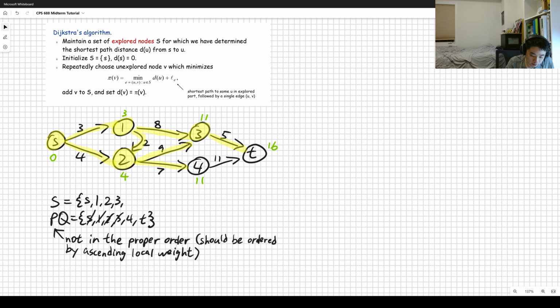What's next in the priority queue? Now that we have dealt with all the edges from 3, we have 4. So let's take out 4. From number 4, 11 to T has a total cost of 11 plus 11, which is 22, but that's bigger than 16. So what do we do? Absolutely nothing. And that's the only connection it has.